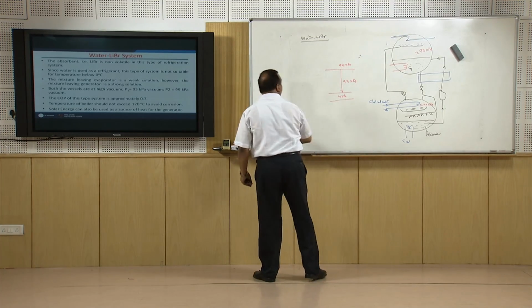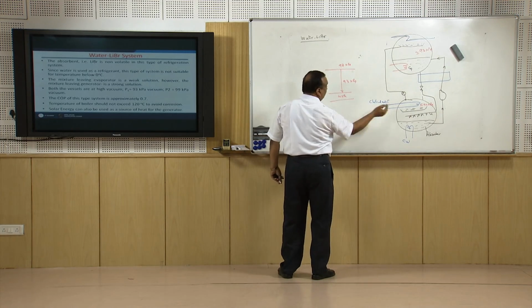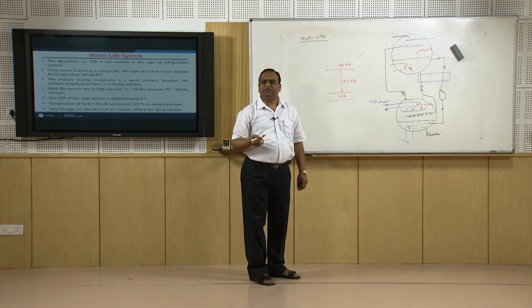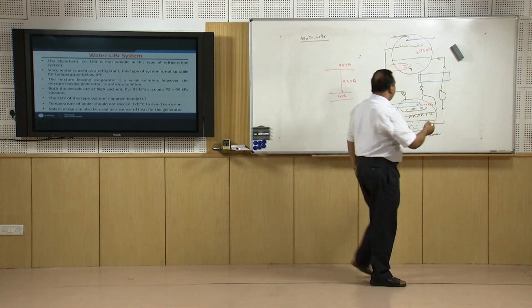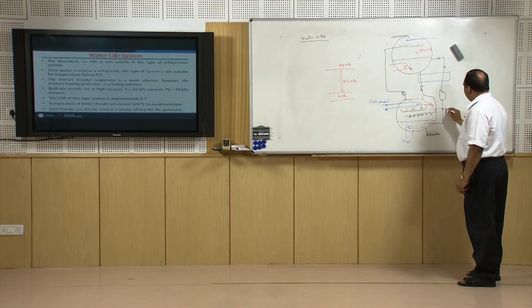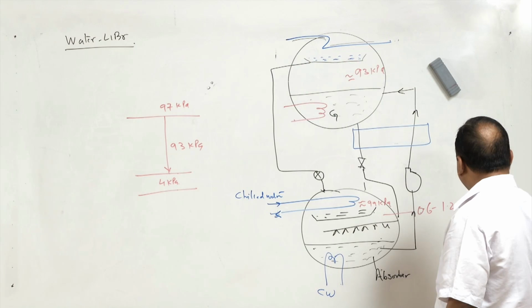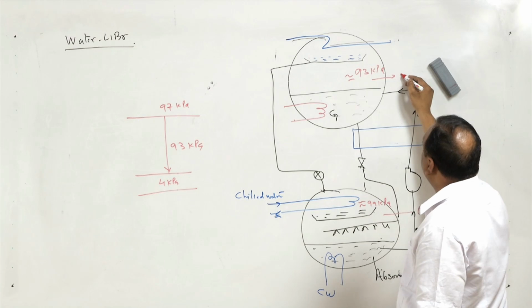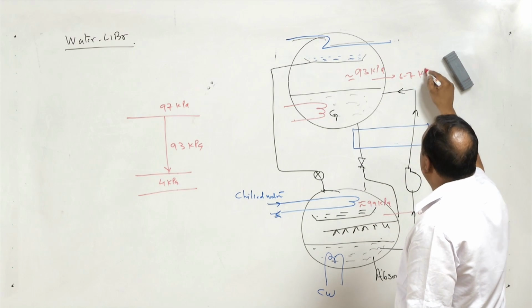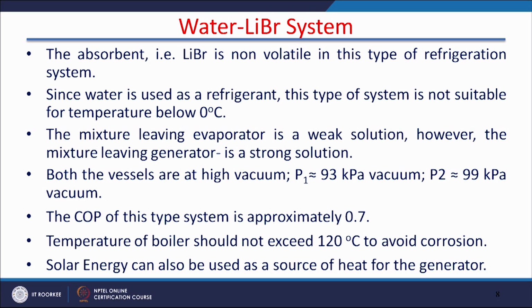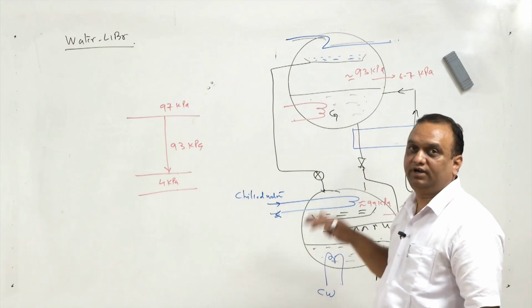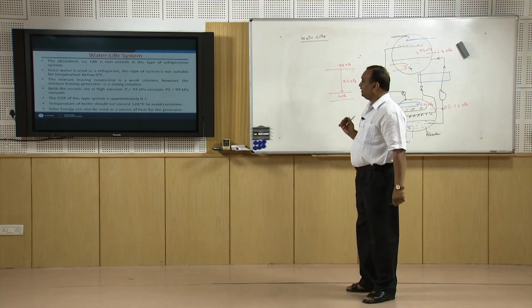Here in this case it is not possible. Here the vacuum will be of the order of 96. So, in the evaporator the pressure is approximately 1 kilopascal or 1.5 kilopascal. Absolute pressure here turns out to be around 0.6 to 1.2 kilopascal, and here absolute pressure is approximately 6 to 7 kilopascal. So, the system works in a very high vacuum, that is one thing we have to maintain, but the COP of the system is approximately 0.7. Third thing is, in any part of the system the temperature should not exceed 120 degrees centigrade in order to avoid corrosion in the system.